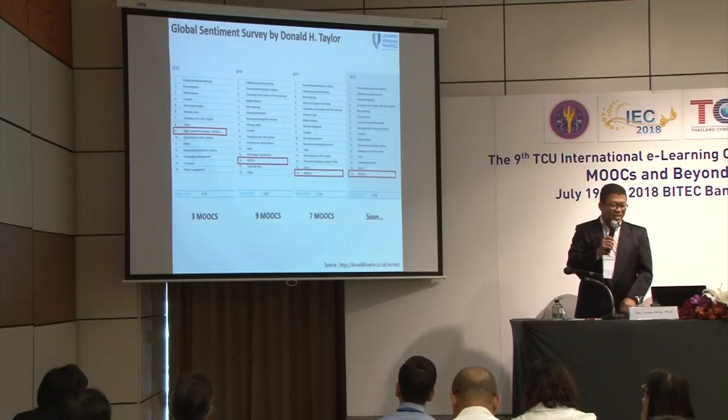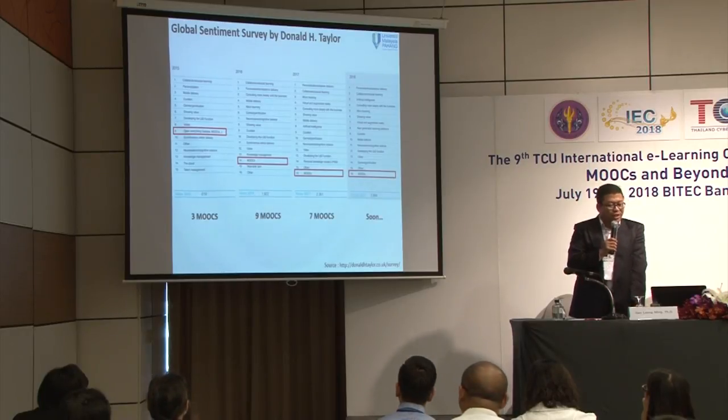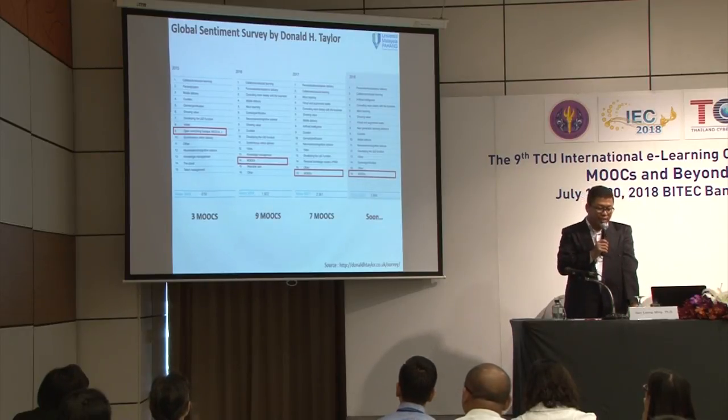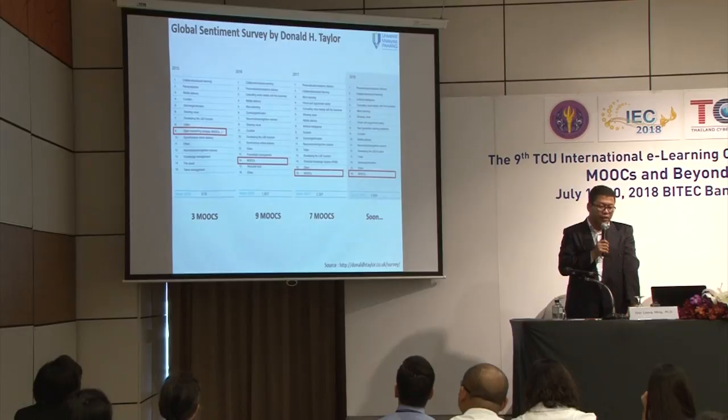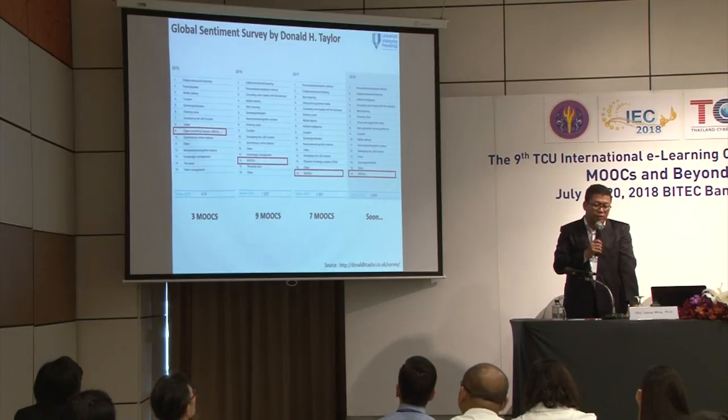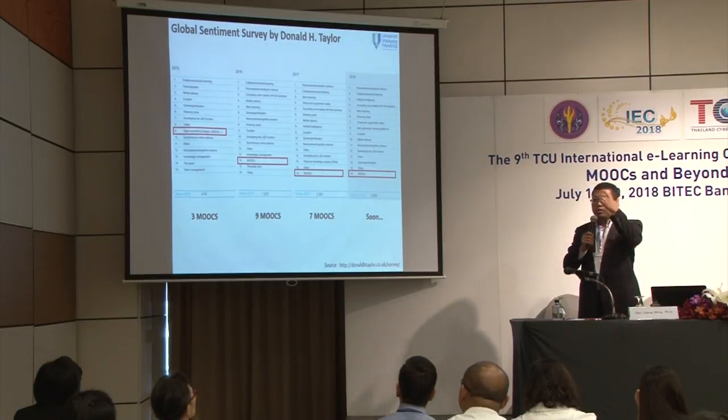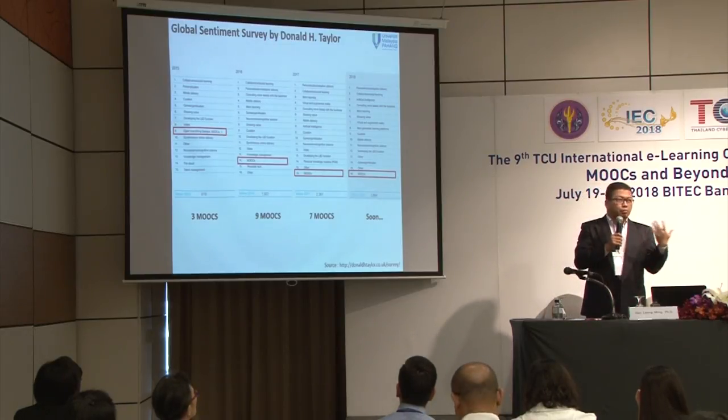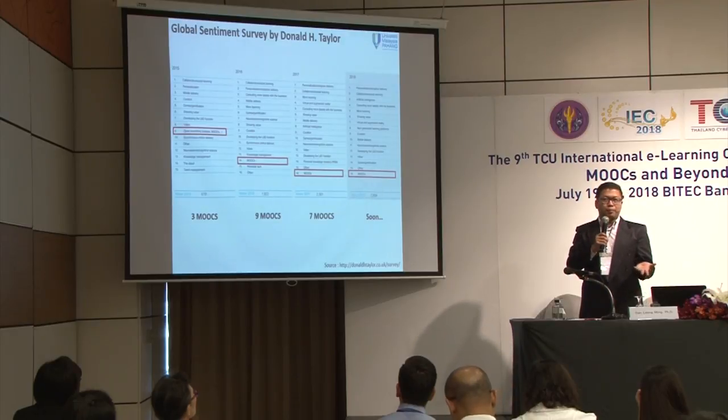I make a comparison to the MOOCs that we have in my own university. Starting out, we were very adventurous. We have three MOOCs to be developed. After that, we get more, 9, and then it decreases to 7. And then my university is facing some problems. It sounds like we develop a MOOC and then the patience to operate the MOOC is not there.